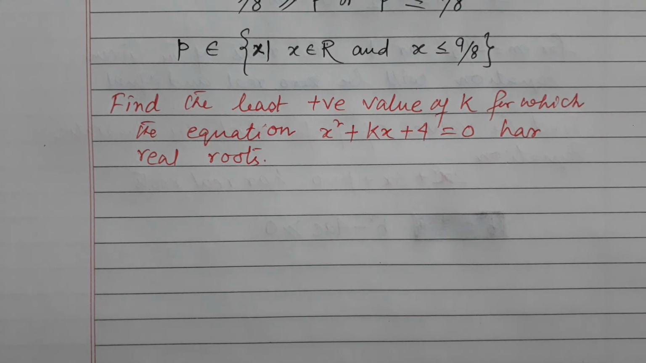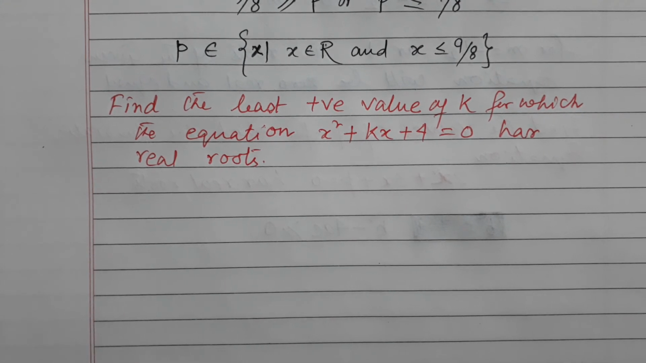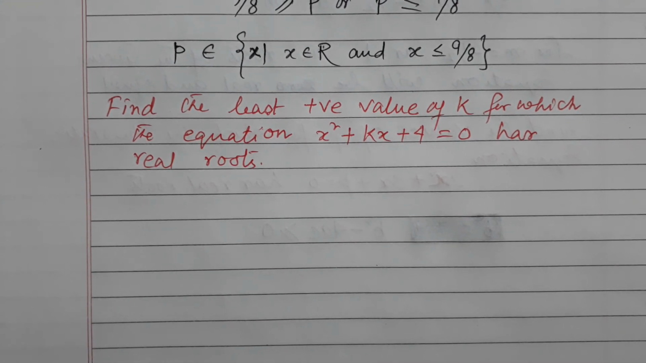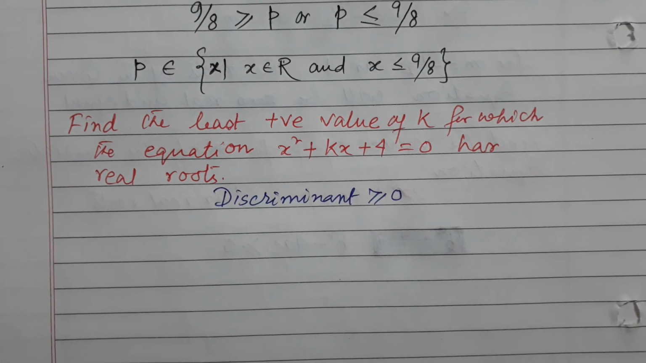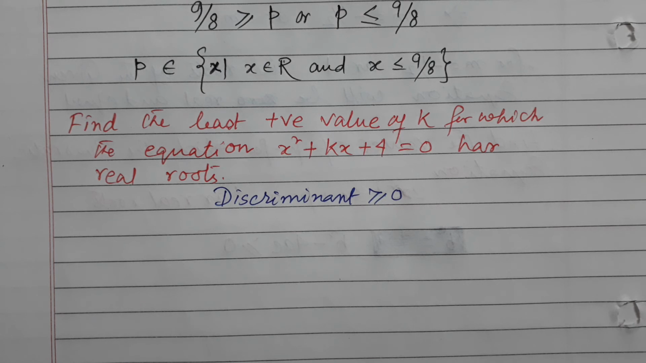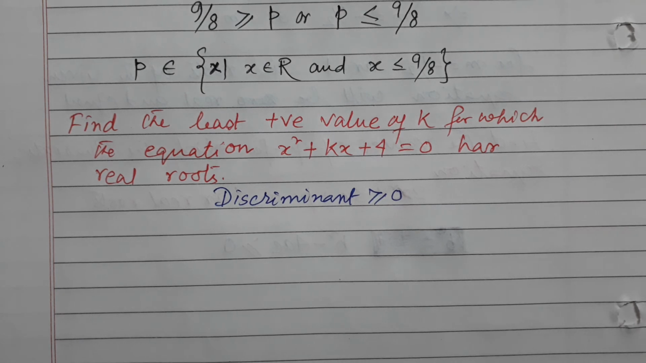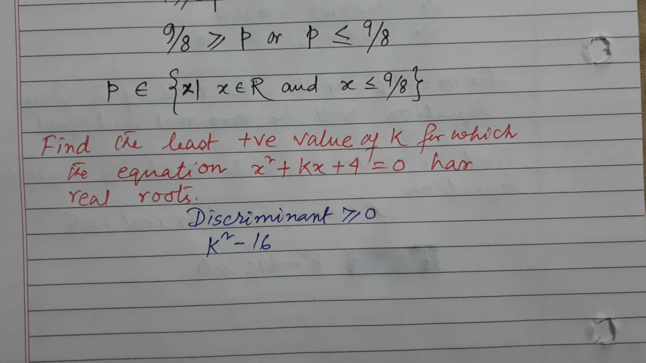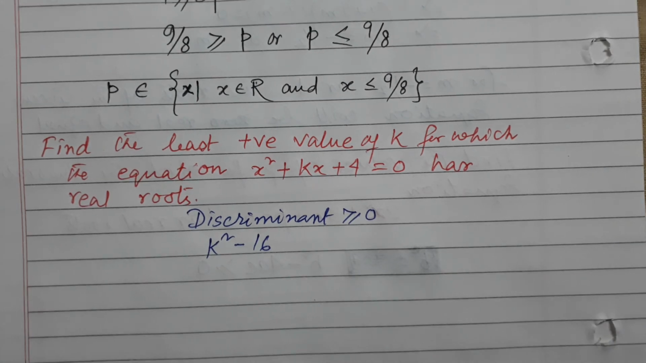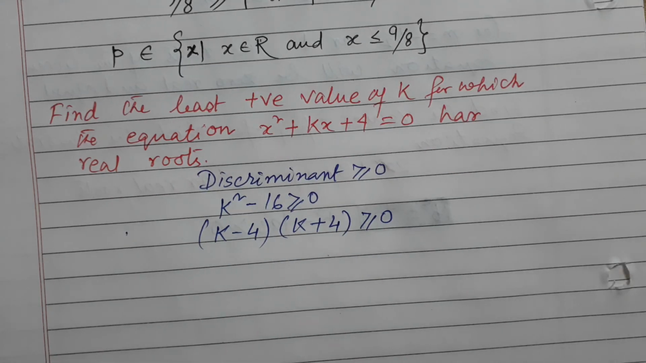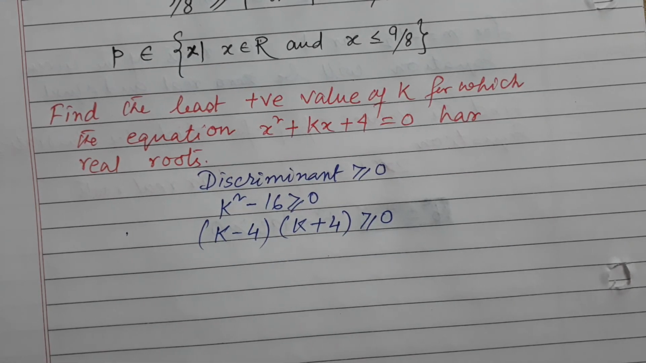Now let's see the next question. This is the last question. Find the least positive value of k for which the equation x² + kx + 4 = 0 has real roots. Hence, for this case, the discriminant has to be greater than or equal to 0. The discriminant is k² − 16, which is greater than or equal to 0, and which can be written as (k − 4)(k + 4) ≥ 0.